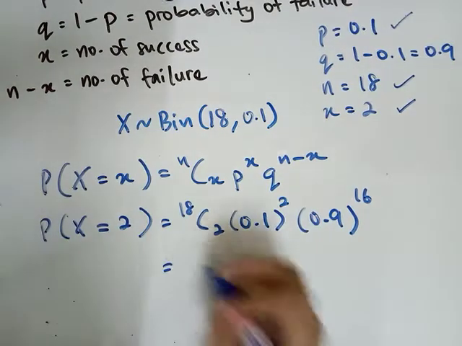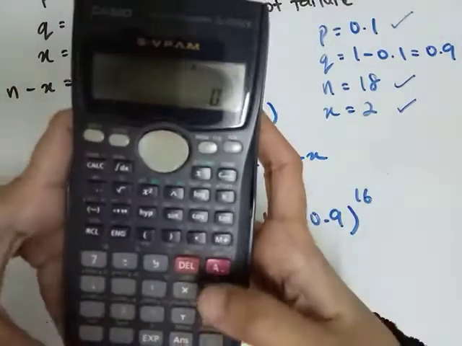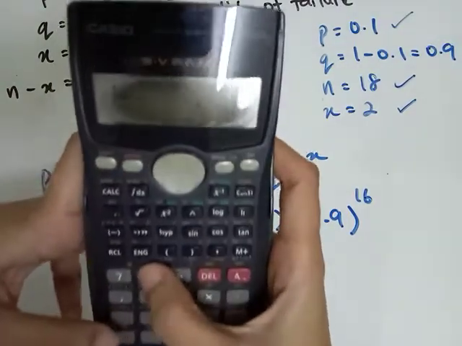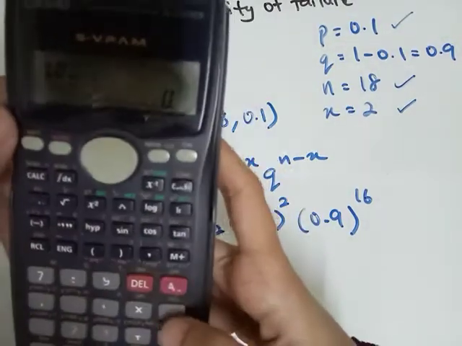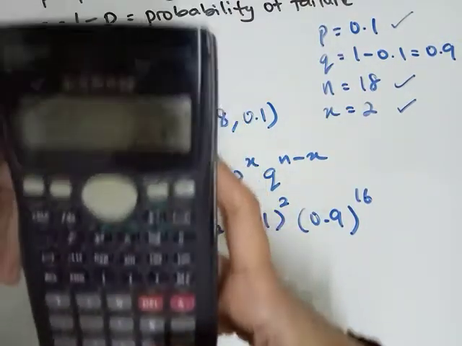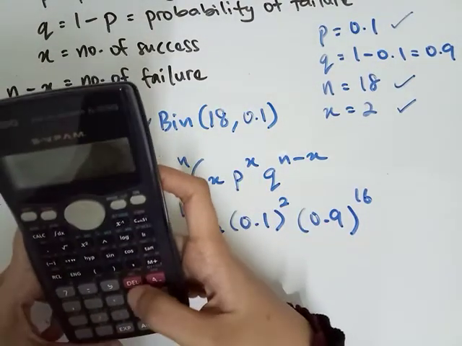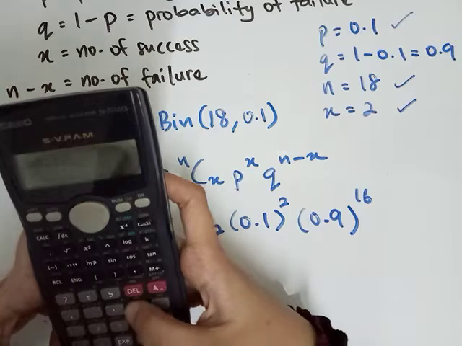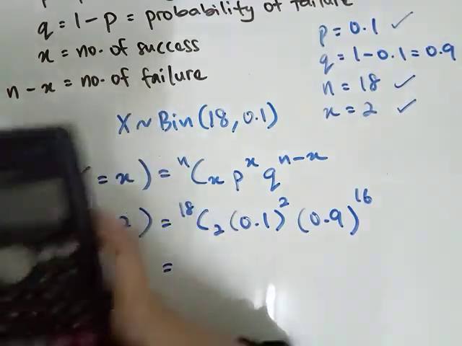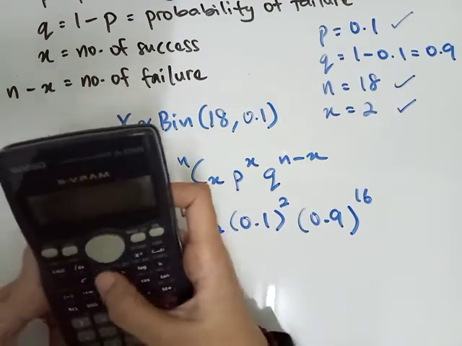Okay, and then calculate. Nak calculate macam mana untuk 18C2? That means dekat bahagian pembagi tu ada NCR. Awak tekan 18 and then shift bahagi. So dia akan keluar C kat situ and then 2. And then awak tekan equal dulu, baru dia akan keluar 153. Okay, and then times dengan 0.1 square times 0.9 power of 16. 18C2 times 0.1 square.